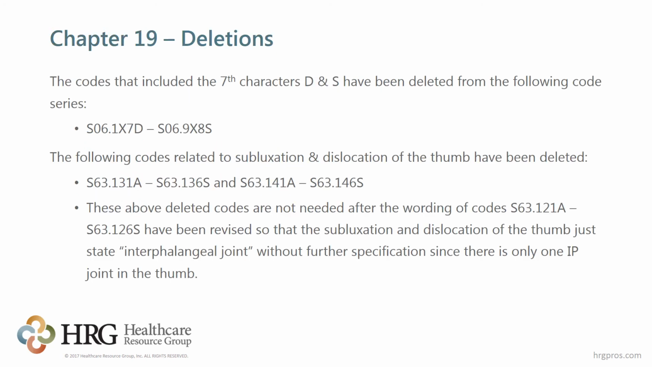The biggest change to Chapter 19 was actually the deletion of several codes. The first code sets that were deleted were those S061X7D through S069X8S. Note that only the 7th character D and S were deleted. The rest of the codes remain intact.